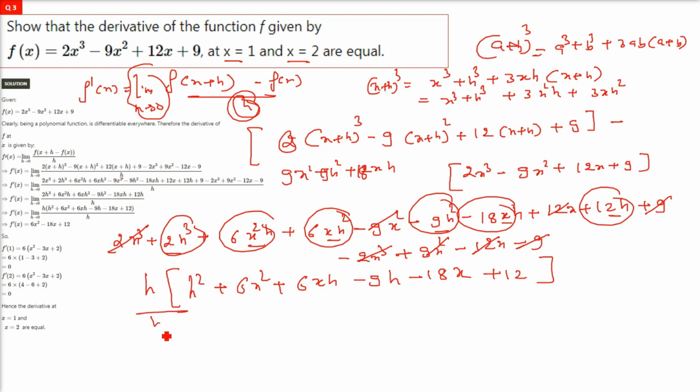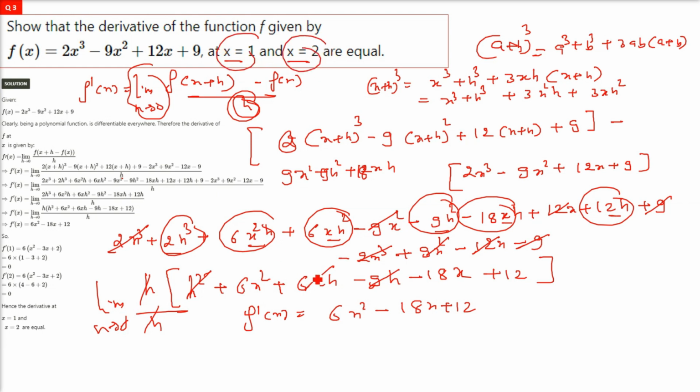Now let us write this denominator h and limit h tends to 0. This gets cancelled. Remove all the terms having h. This one also. So what do we get? 6x square minus 18x plus 12. So this is your differentiation. This is your first principle. f dash x it is.